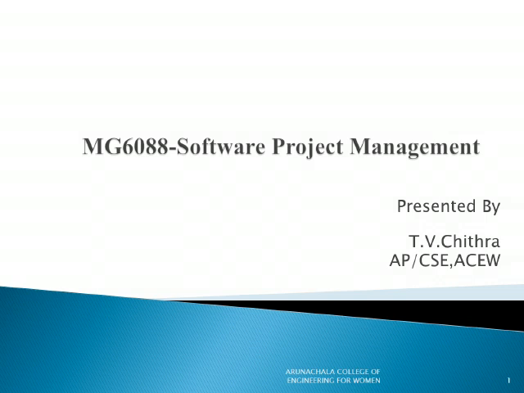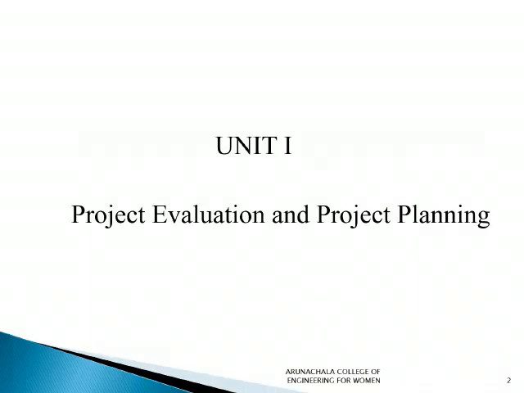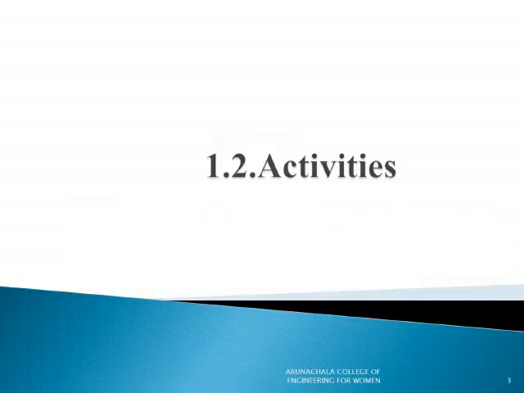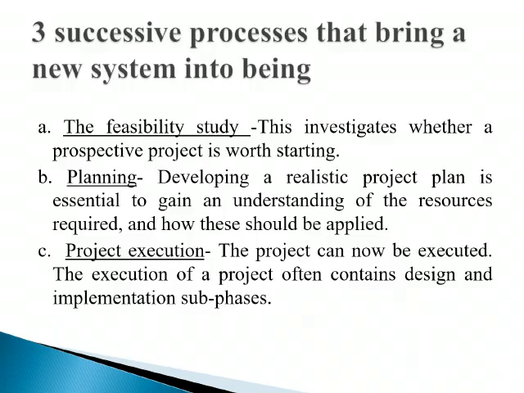For Women. Going to discuss the subject Software Project Management, Unit 1 Project Evaluation and Project Planning. The second topic in Unit 1 is Activities. Now we shall see what are the three successive processes that bring a new system into being. The three main processes are the feasibility study, planning and project execution.